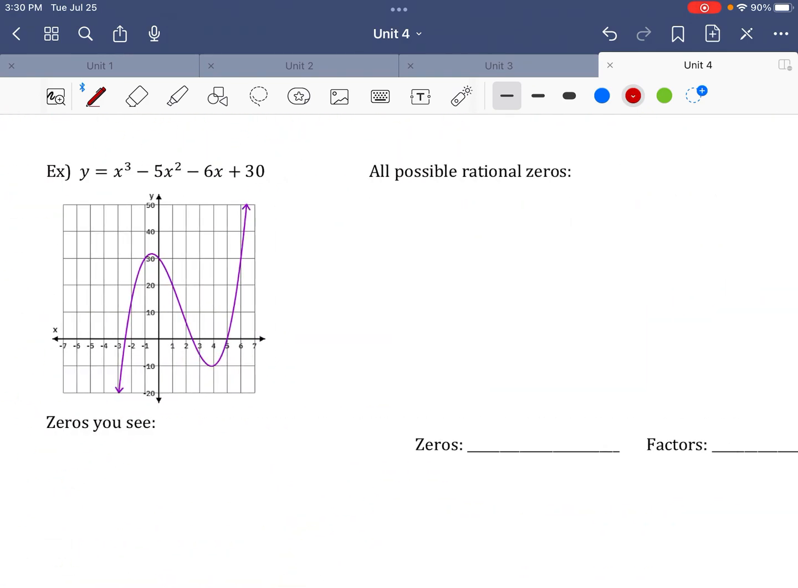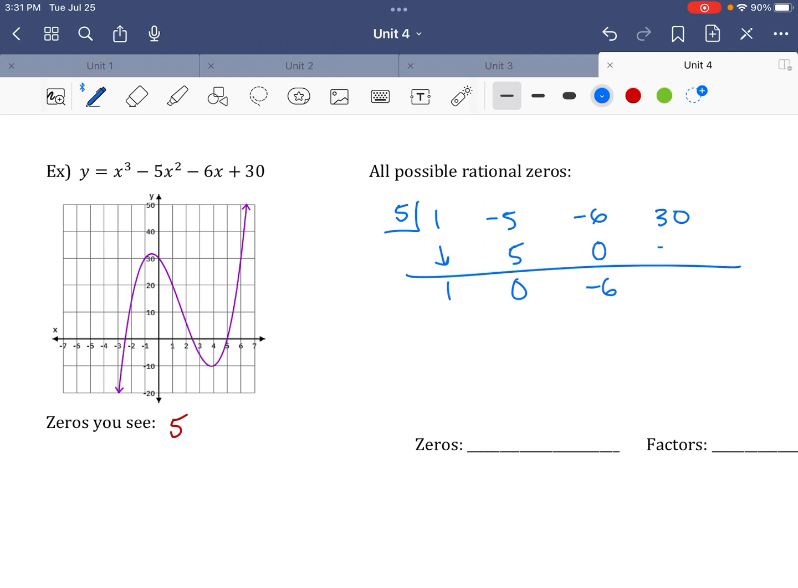All right, last one here. So the zeros that I see very clearly, the only one that's very nice is 5, right? So let's go ahead and do 5. Oops. Oh, that's correct, sorry. 1, -5, -6, and 30. So bring my 1 down, get a 5, 0, 0, -6, -30, and that one's good. All right, so let's test it out. I got x squared, and that's x.